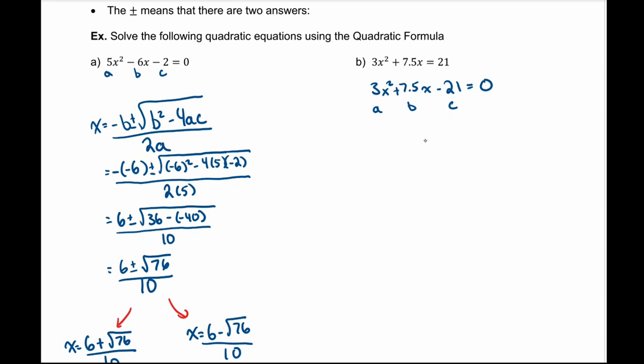Once I've labeled my a, b, and c, after getting it into standard form, I can take the formula, negative b plus or minus the square root of b squared minus 4ac, all divided by 2a.